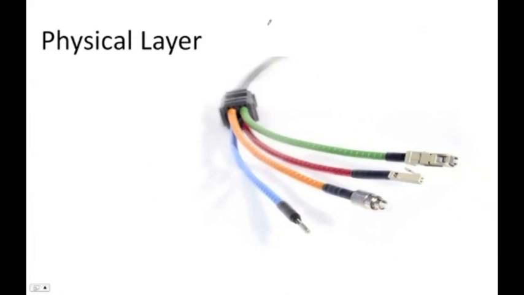And if you look at the physical layer, the physical layer is made up of the actual physical things that you can see, like cables and fiber optics and radio waves and network connectors and all that other kind of stuff.